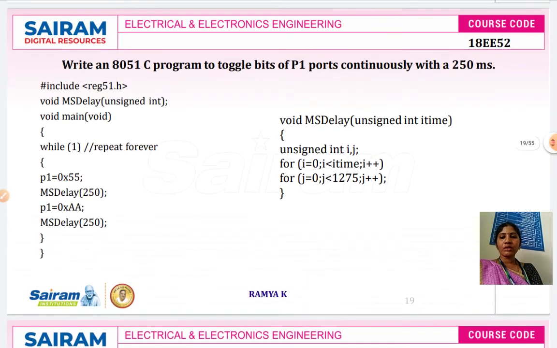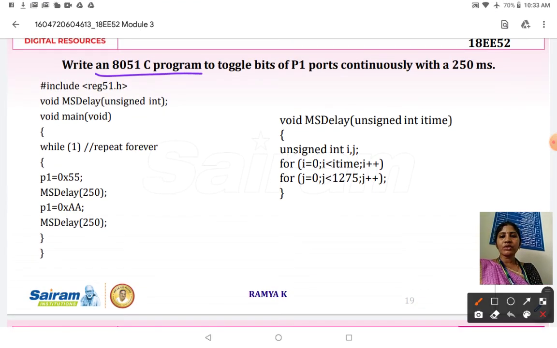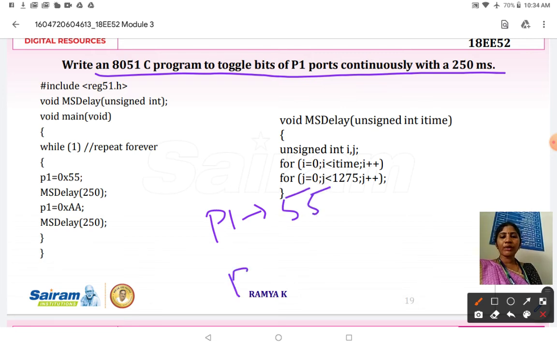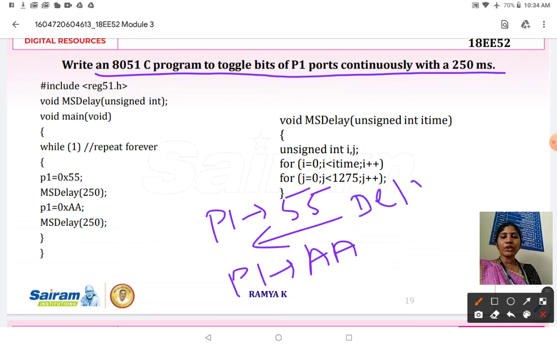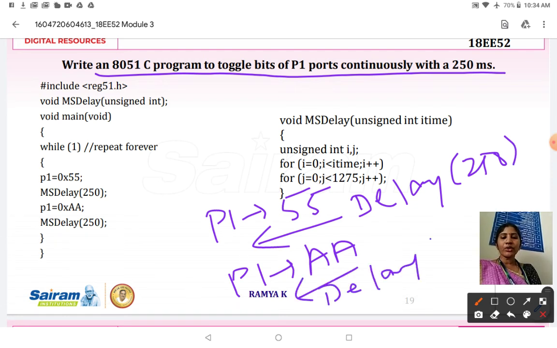So the next one is, you need to write an 8051 C program to toggle the bits of port 1 continuously with 250 milliseconds. So 250 milliseconds means that here also port 1 has to toggle. Port 1 value could be 55 and port 1 value could be AA. In between these you need to insert a delay. The delay should be 250. And here also you should insert a delay of 250.